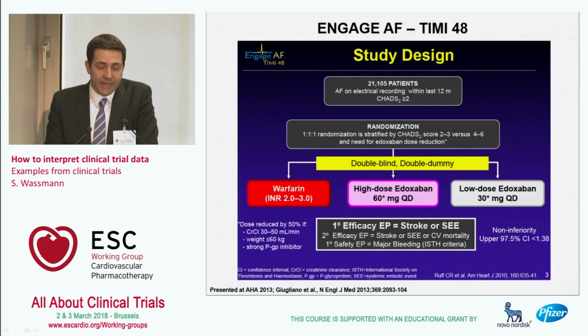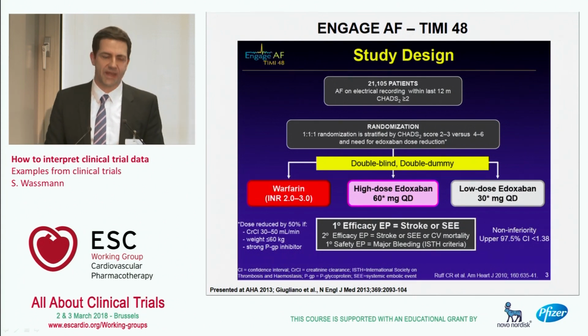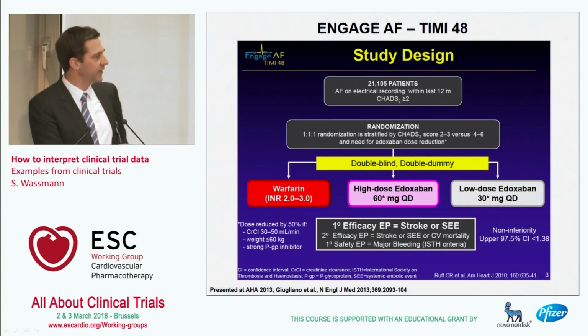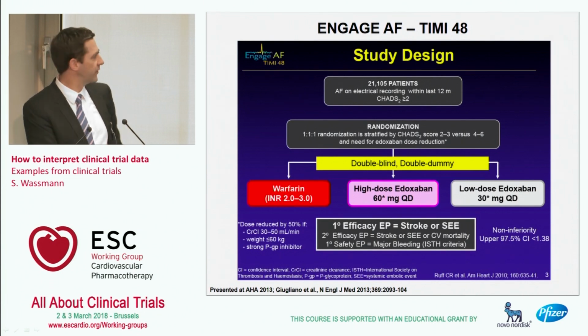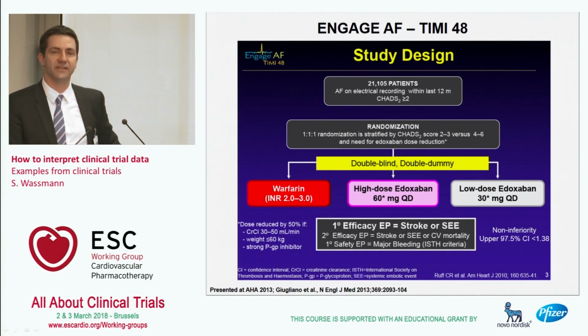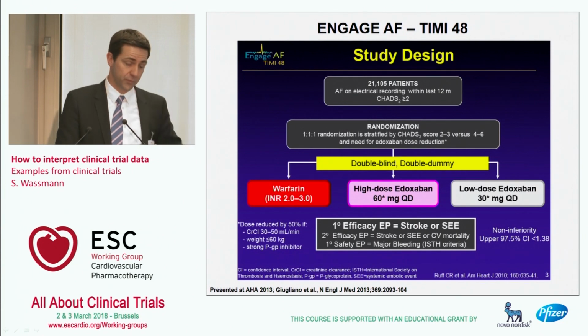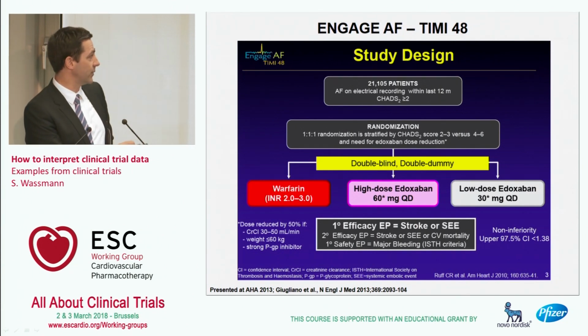Now this is the ENGAGE trial. This is edoxaban in atrial fibrillation. It's again a big trial, again patients with AF at increased risk. Here we had 3 treatment arms: warfarin, high-dose edoxaban 60 QD, and low-dose edoxaban 30 QD. Again, there were dose reduction criteria also in this trial. Primary efficacy endpoint: stroke and systemic embolism.